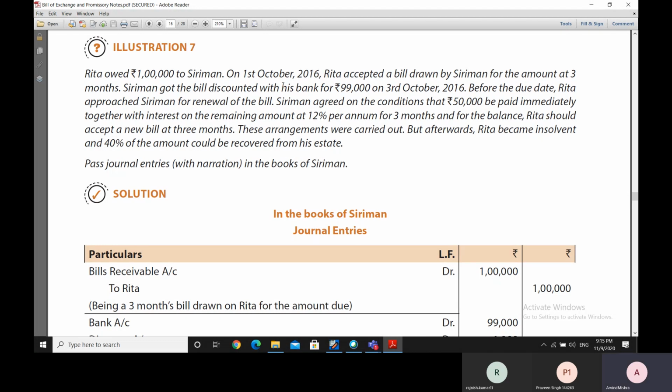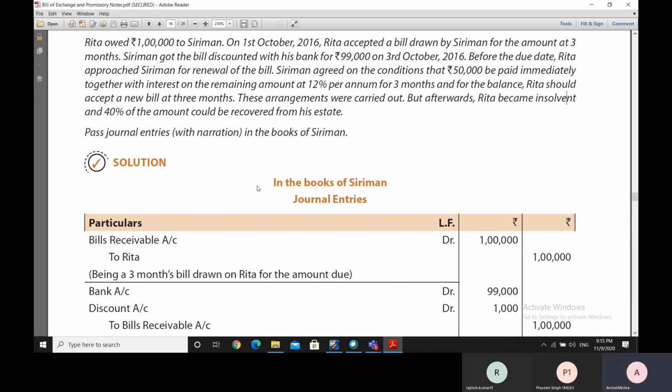So here, the first entry is that the bill is accepted by Rita for rupees 1 lakh, and therefore Siriman would be debiting the bill receivable account on receiving the acceptance of Rita, and he'll be crediting Rita with it because Rita has accepted the bill. Rita has been credited with 1 lakh rupees, and bill receivable account has been debited in the books of Siriman for 1 lakh rupees.